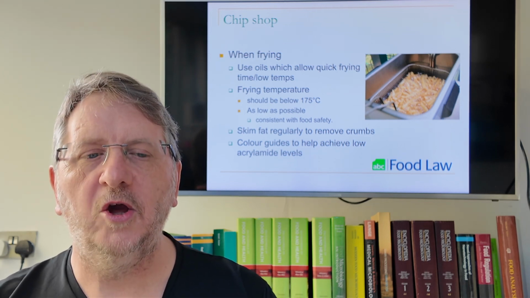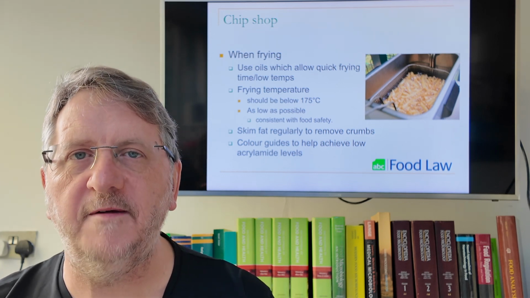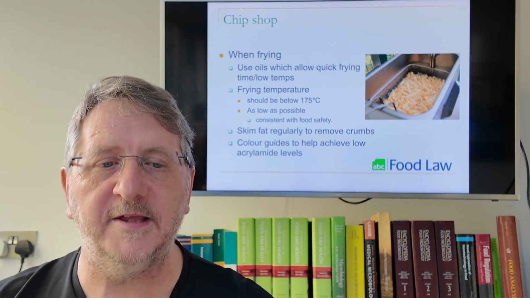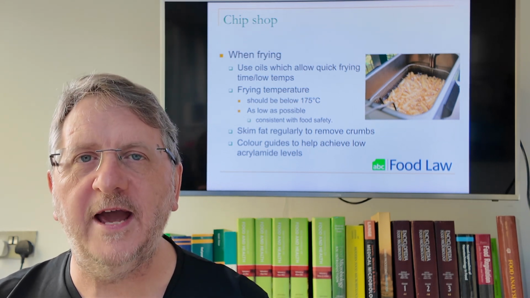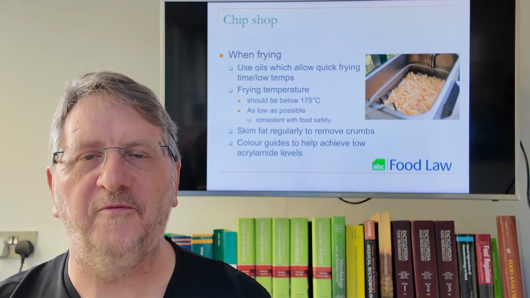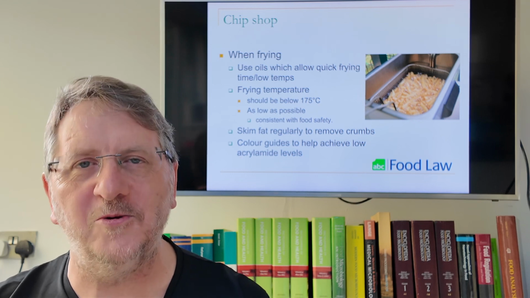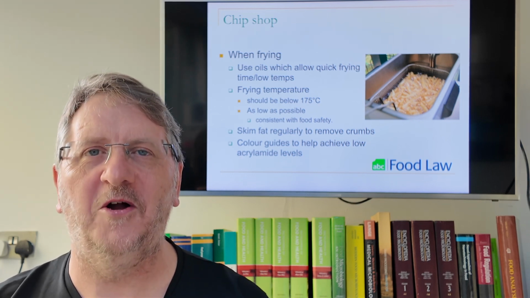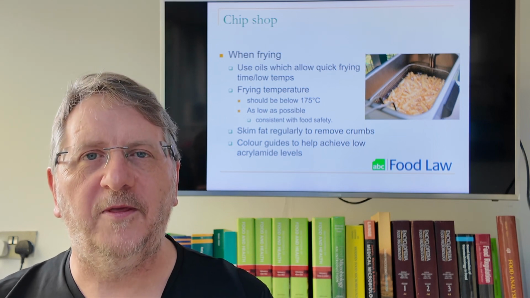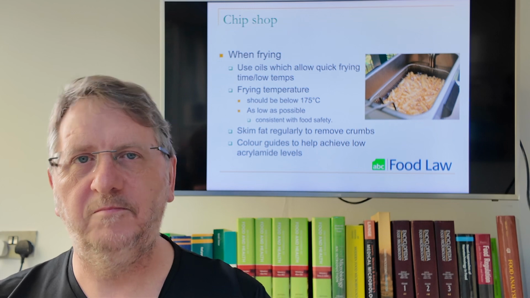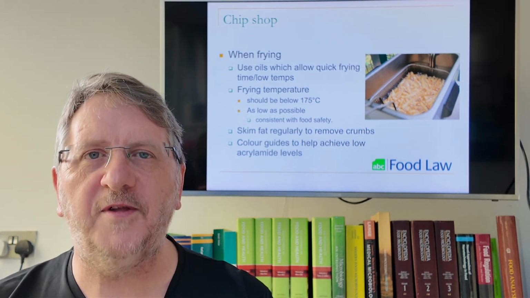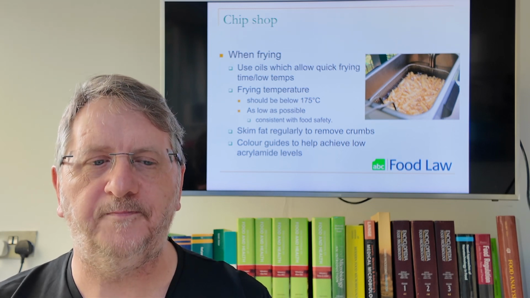Frying temperatures should be below 175 degrees centigrade. So it's about setting your equipment, but also making sure your equipment is properly maintained. But if you can get away with lower, as long as you don't drop your temperatures so low that when you put other foods in, your chicken nuggets or something, they're not cooked. Make sure you get the balance right. Of course, you've got to have regard to food safety, making sure your foods are cooked. But you want to make sure that the foods are of the right texture, the right appearance, that they feel right to the consumer, but you've taken these measures to reduce the acrylamide.